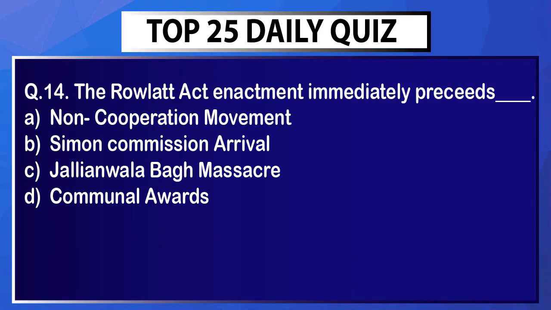Question 14. The Rowlatt Act enactment immediately precedes which event? Option A. Non-cooperation movement. Option B. Simon Commission arrival. Option C. Jallianwala Bagh massacre. Or option D. Communal Award. The correct answer is option C. Jallianwala Bagh massacre.